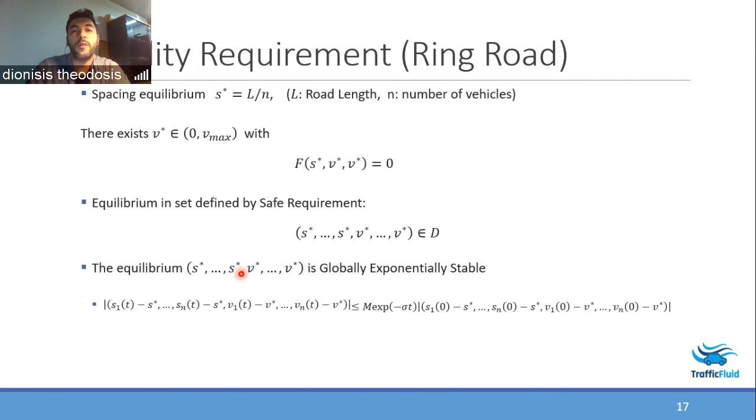We have, of course, the same requirement on the ring road, but here the spacing is based on the number of vehicles and the length of the ring road. Here we can also satisfy a much stronger property: from any initial condition from the set D, the set of safe operation, we have exponential stability.